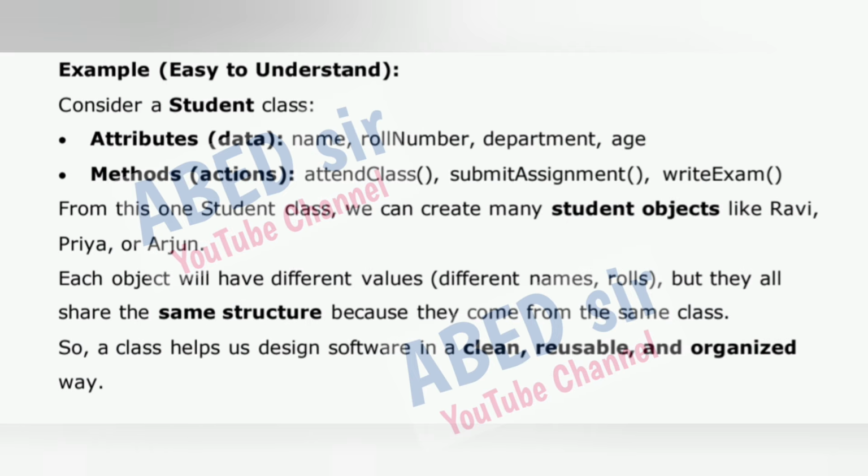Example, easy to understand. Consider a Student class. Attributes, data: name, roll number, department, age. Methods, actions: attend class, submit assignment, write exam. From this one Student class, we can create many student objects like Ravi, Priya, or Arjun. Each object will have different values, different names, roll numbers, but they all share the same structure because they come from the same class. So, a class helps us design software in a clean, reusable, and organized way.